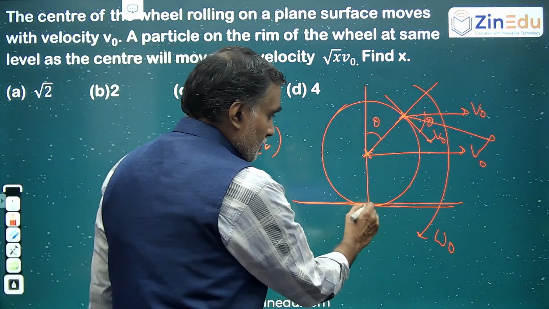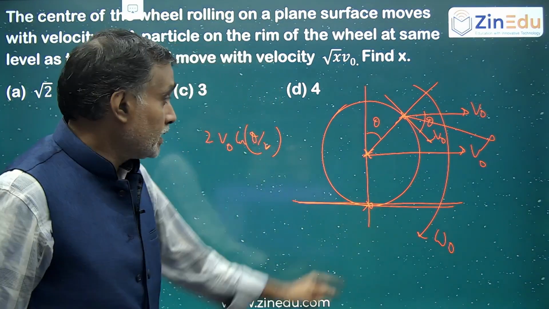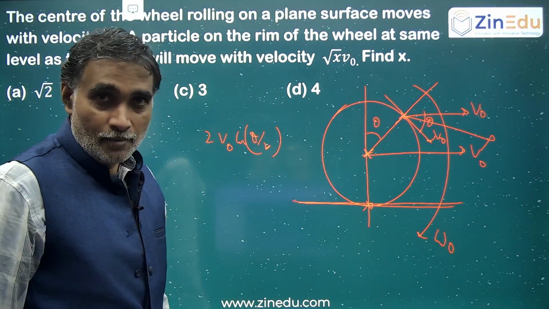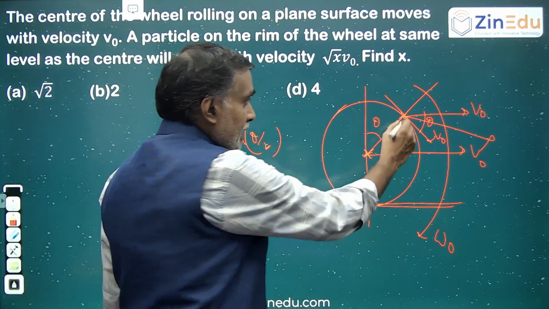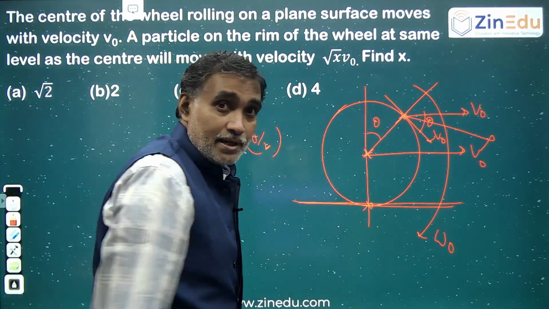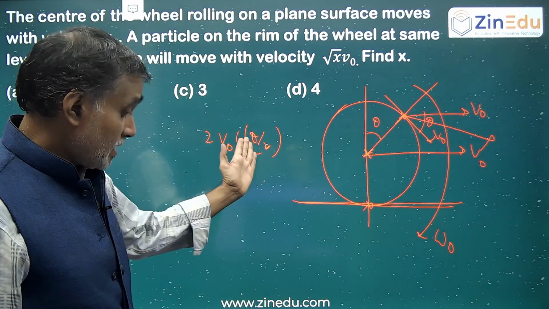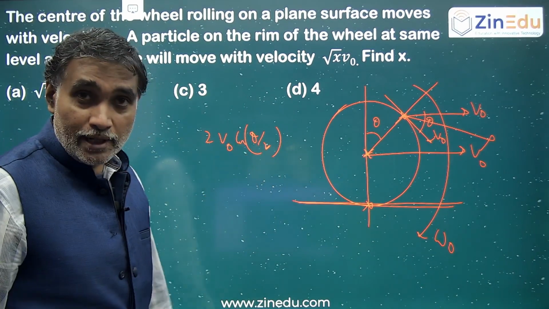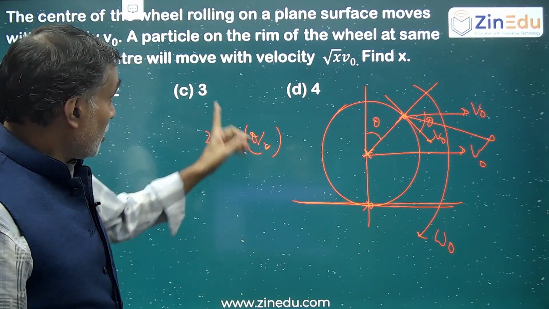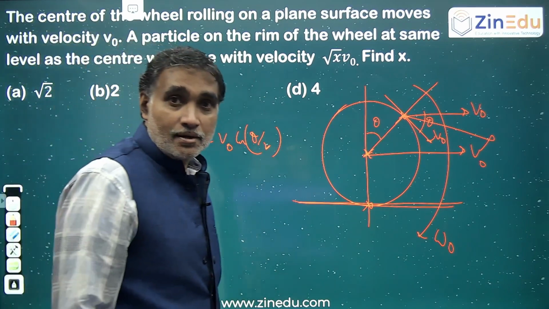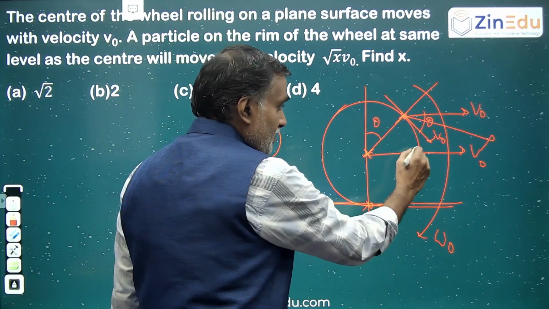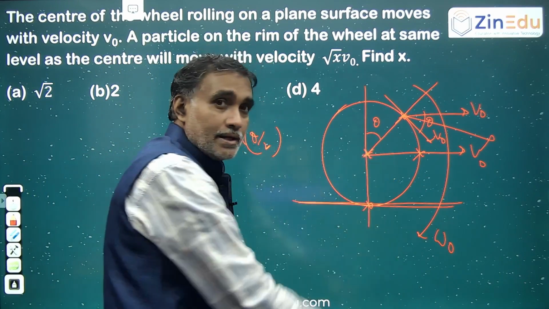Some point here which is in contact with ground, theta is 180 degrees here. Somewhere here if I take a point where this angle is 60 degrees, then what is its velocity? Theta is 60, then V naught root 3 I will get. But what is asked? Velocity of a point which is in level with the center of the circle, that is somewhere here. Means theta is 90 degrees here.